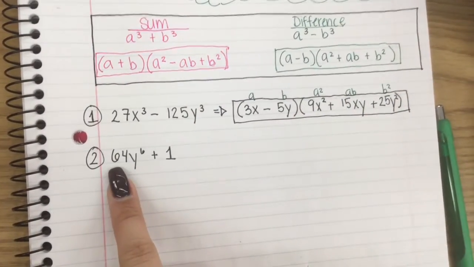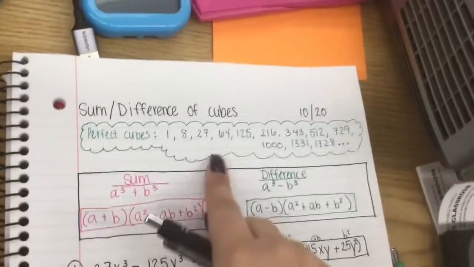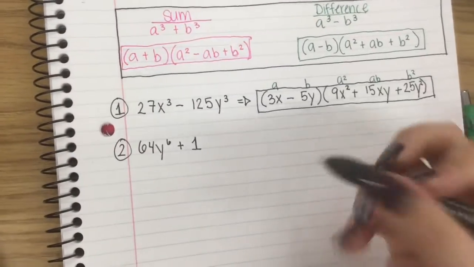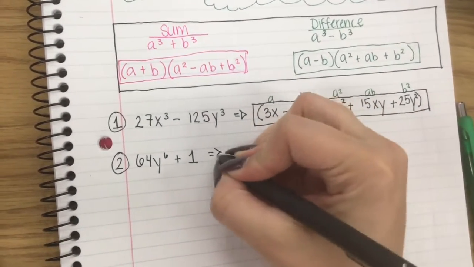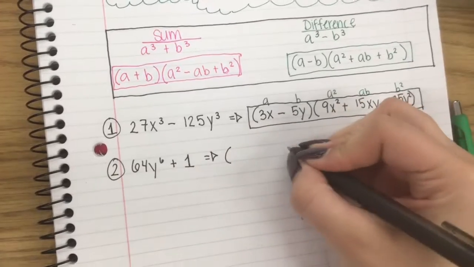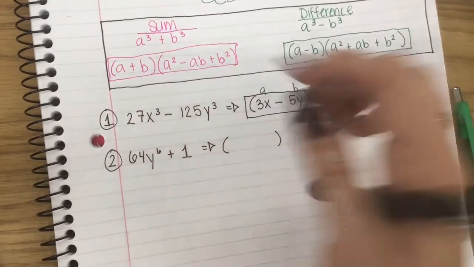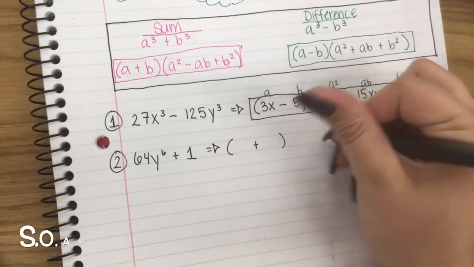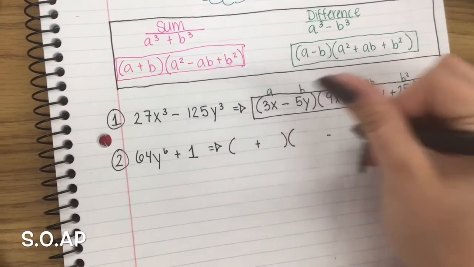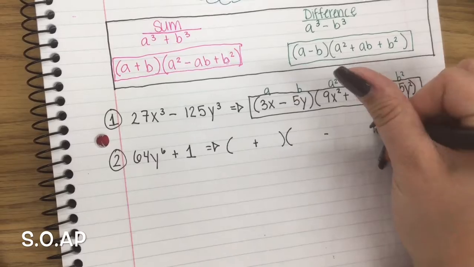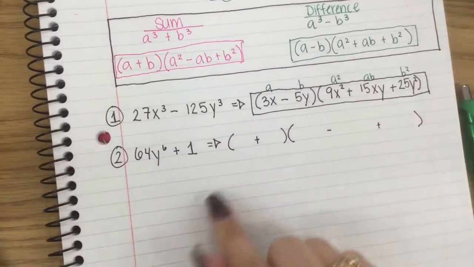We know that this is a sum of cubes. 64 and 1 are both perfect cubes. We know that this is a sum because it has a plus sign in the middle. So first I'm going to draw my sets of parentheses, and I'm going to put my signs in there. I like to remember those signs like SOAP: same, opposite, always positive.